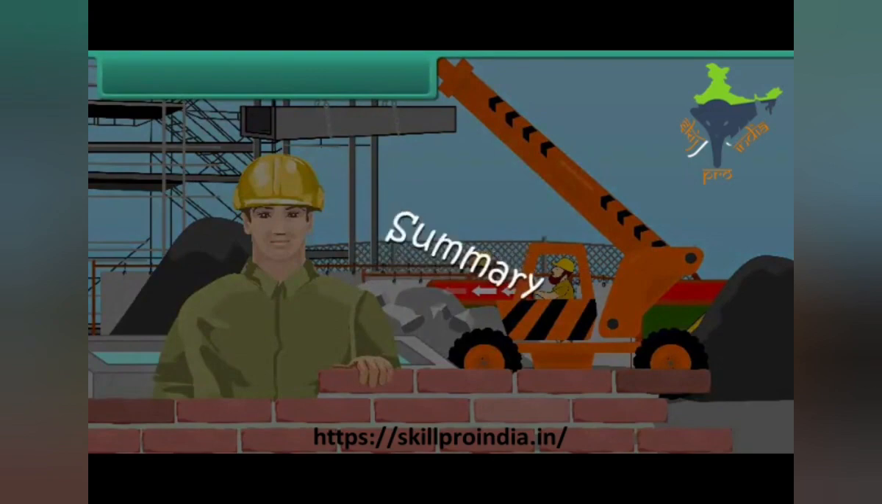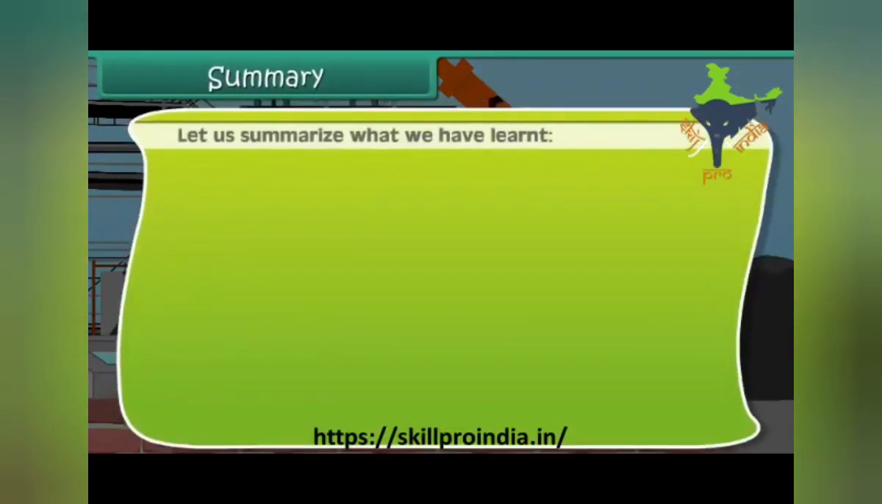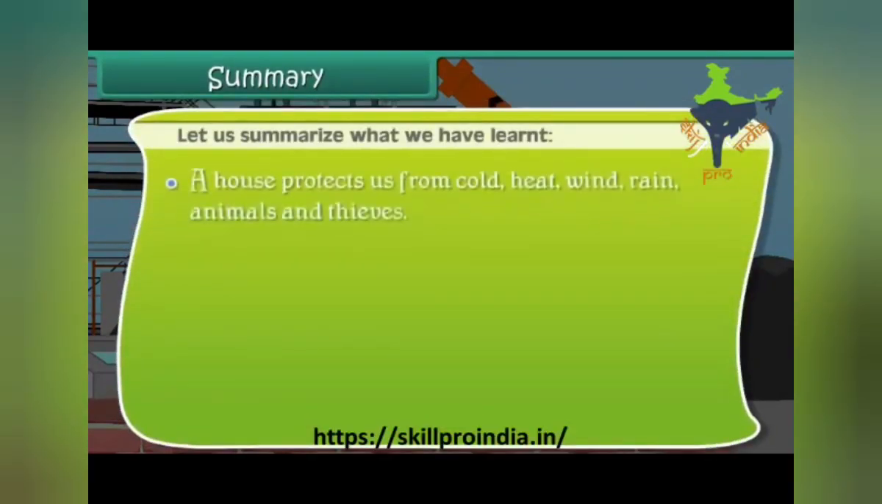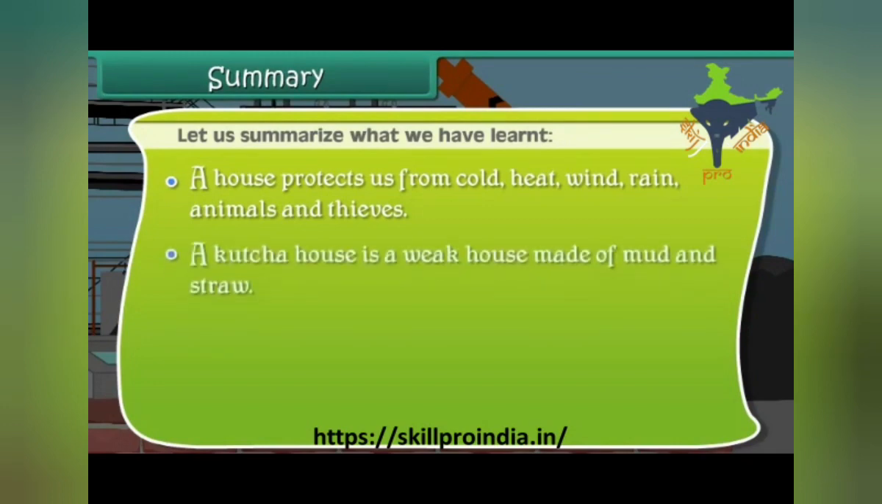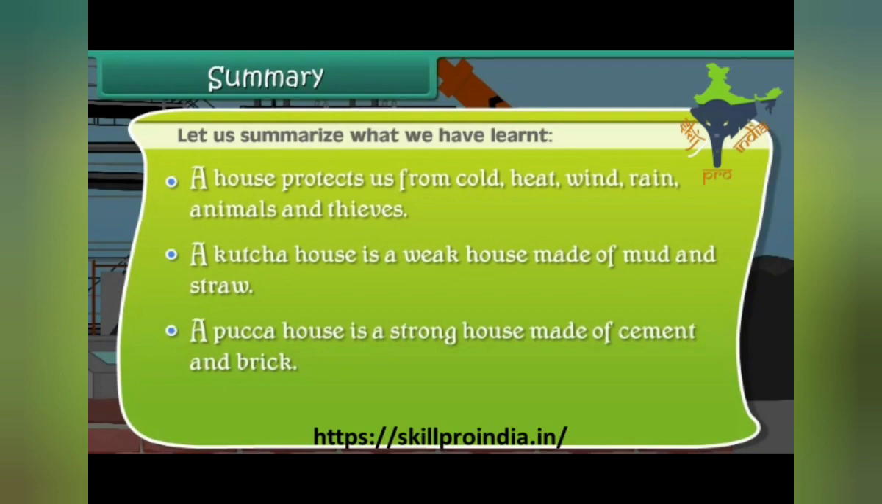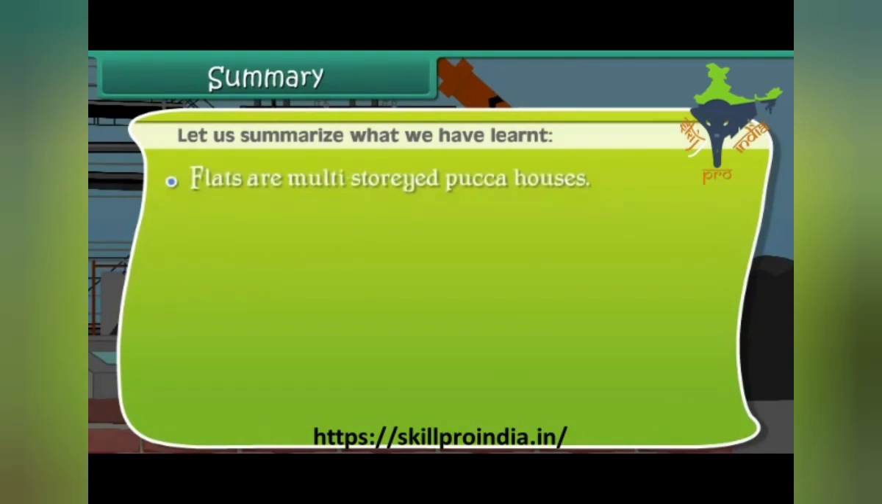Summary. Let us summarize what we have learnt. A house protects us from cold, heat, wind, rain, animals, and thieves. A kacha house is a weak house made of mud and straw. A pakka house is a strong house made of cement and brick. Bungalows are single-storied pakka houses. Flats are multi-storied pakka houses.